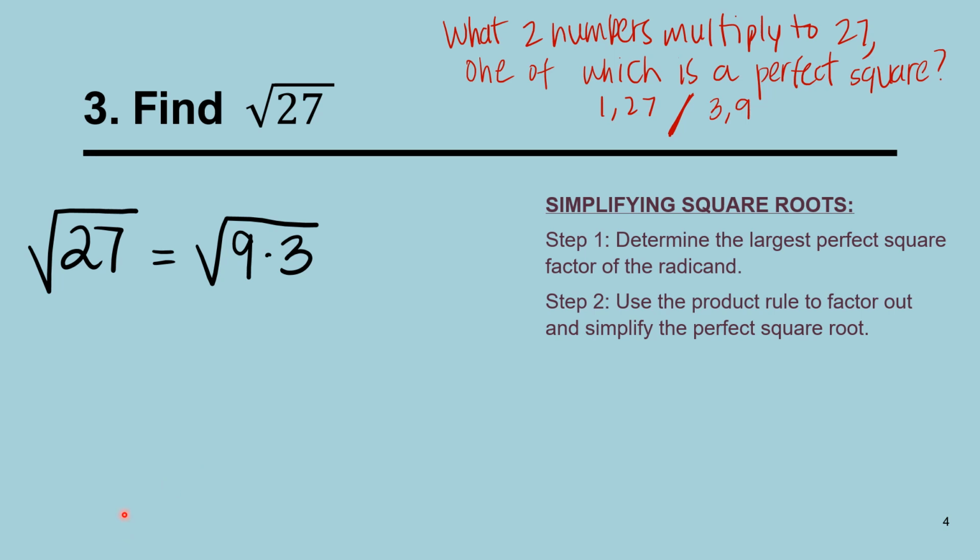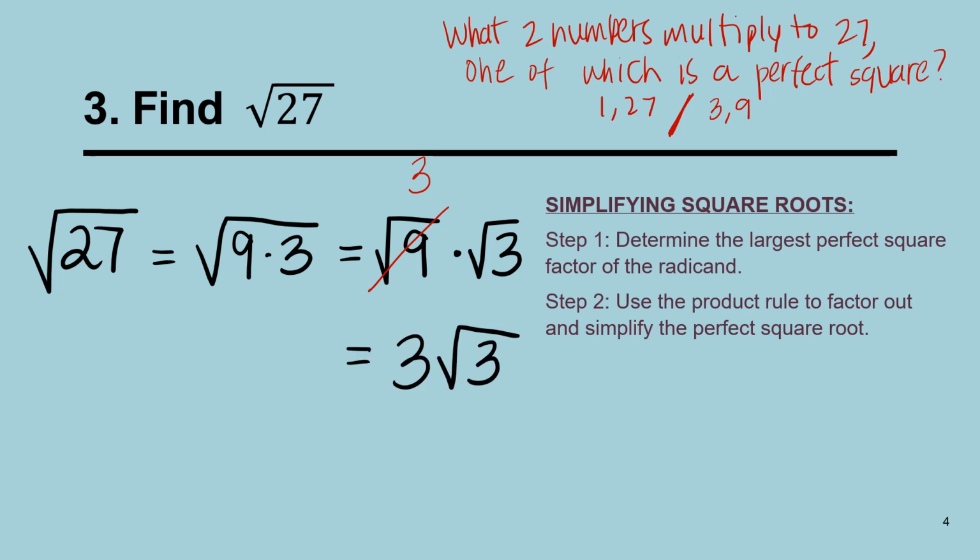And then I separate this, and this is what we call the product rule. It just says if you have the square root of a number times another number, you can separate that into two separate radicals. So you can separate that into the square root of 9 times the square root of 3. You're just taking your radicand and separating it into two separate pieces. Now that I have used the product rule to factor out my perfect square factor, I'm going to simplify. I know that the square root of 9 is 3, so this simplifies and becomes 3. And you're left with 3 times the square root of 3.